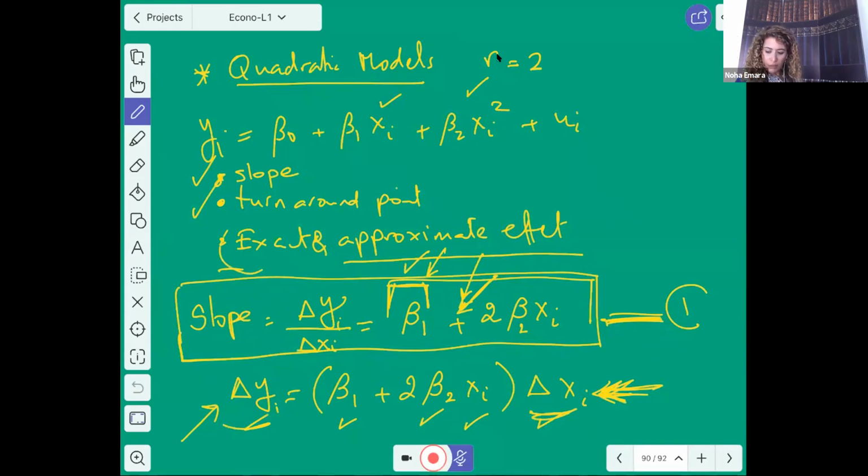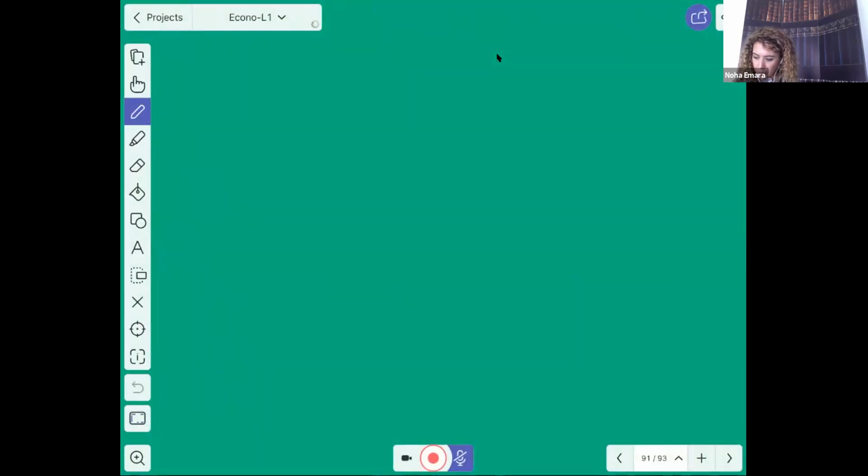What about the exact effect? The exact effect is actually easier. It's just plugging the numbers into the function. So let me show you. What is the exact effect? Let me give you this example. Suppose I have an equation in which I'm trying to find the relationship between the wage of a person and the experience of the person, and I'm sure the effect of experience on wage increases at a decreasing rate. So here we have a negative.